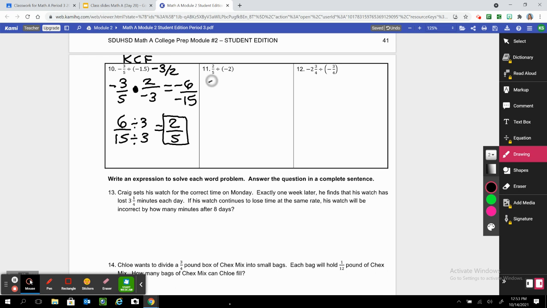Right now I have keep, change, flip again. So keep the 2/5, change it to multiplication. And then since this was negative 2/1, I'm going to change it to 1 over negative 2. So I will get 2 times 1, which is 2. 5 times negative 2 is negative 10. And negative 2, or 2 over negative 10, can be rewritten.